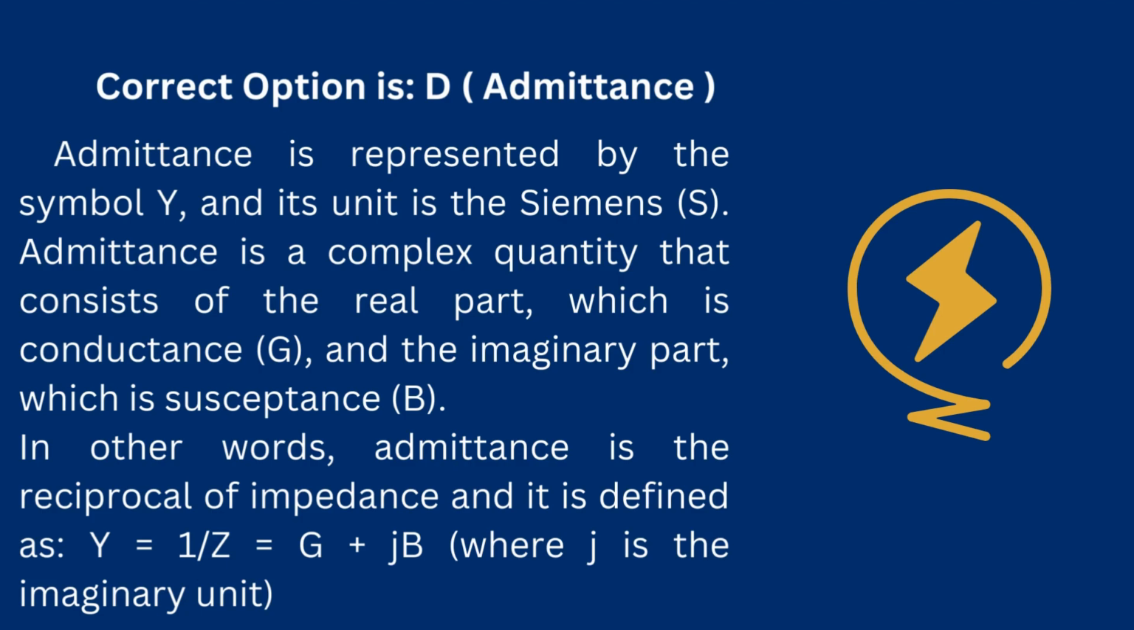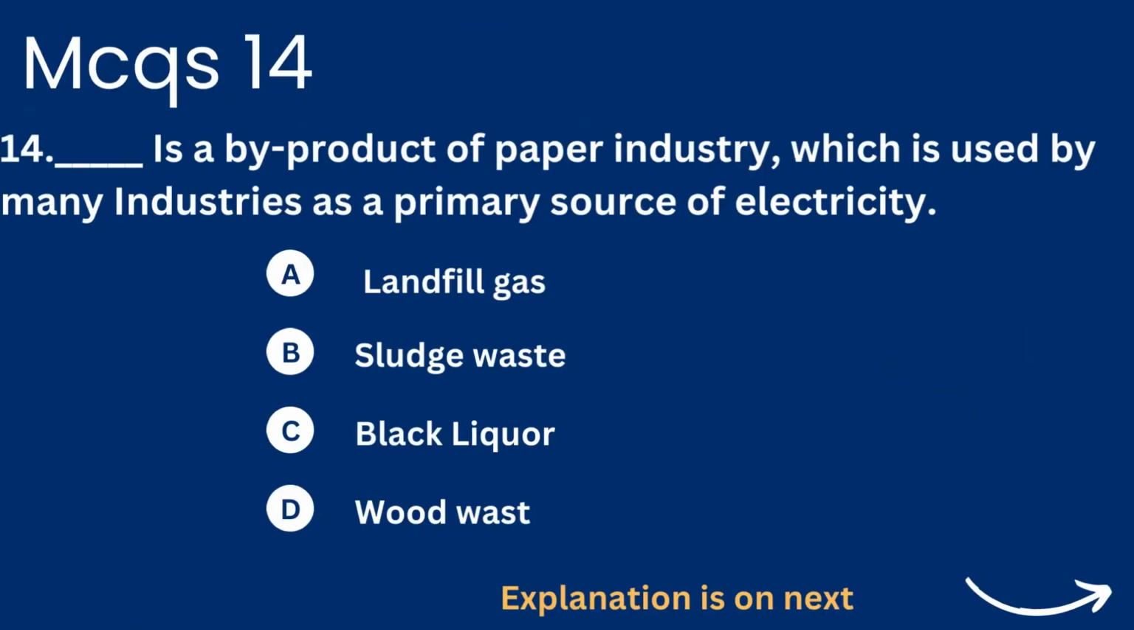So moving towards our next MCQ. Our next MCQ is, dash is a byproduct of the paper industry, which is used by many industries as a primary source of electricity. Option A is landfill gas, option B is sludge waste, option C is black liquor, option D is wood waste.